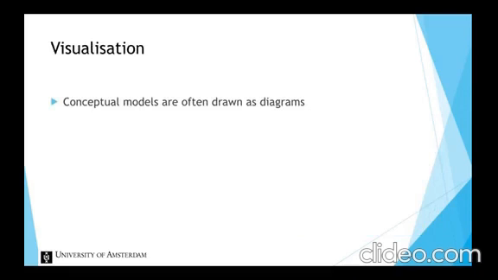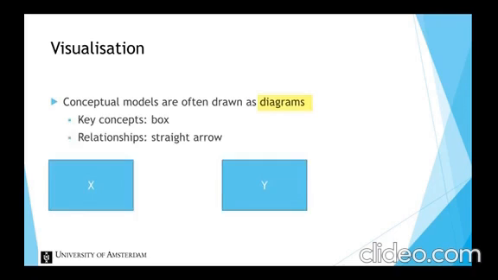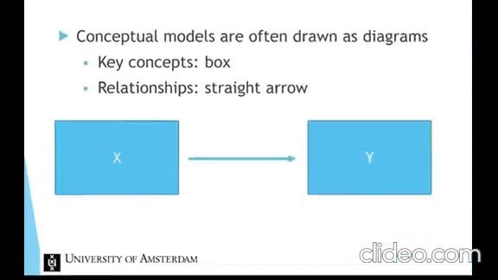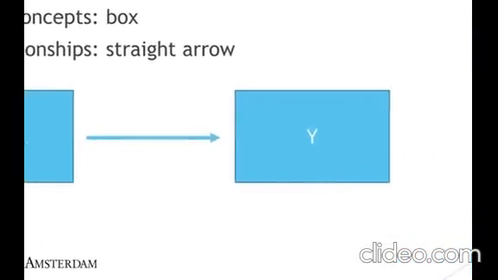Conceptual models are often drawn as diagrams. The key concepts are represented by a short label and put in a box, and the causal relationships are indicated by straight arrows and point from the independent variable to the dependent variable.